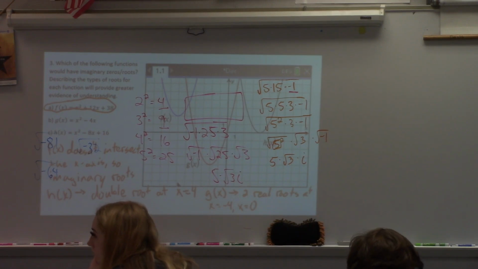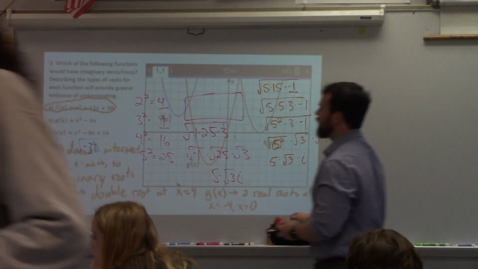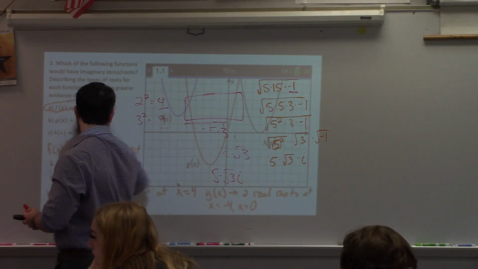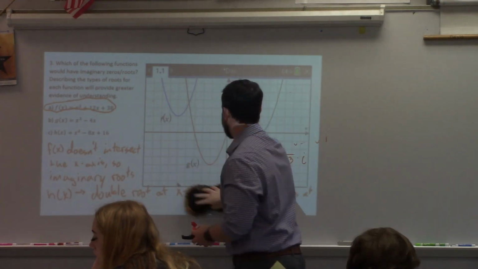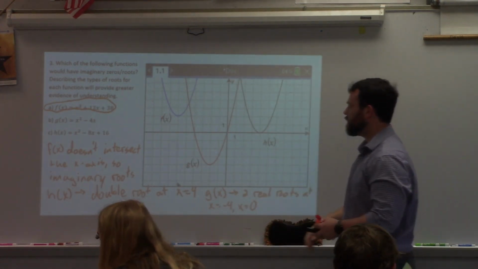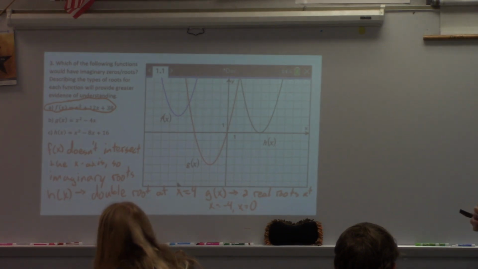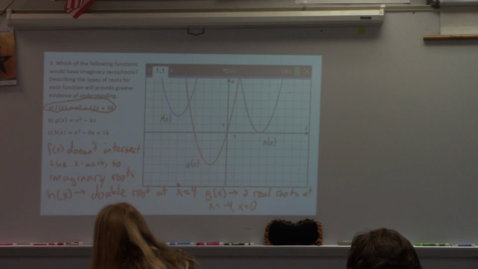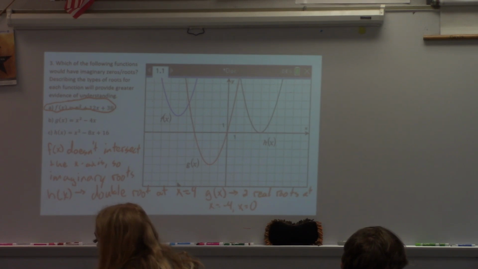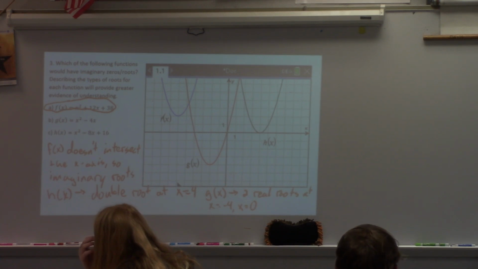Okay. No problem. Okay, so looking here at number 3, what questions do you have here? Which of the following functions would have imaginary zeros or roots? Any questions about this?